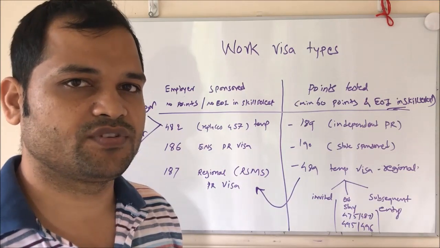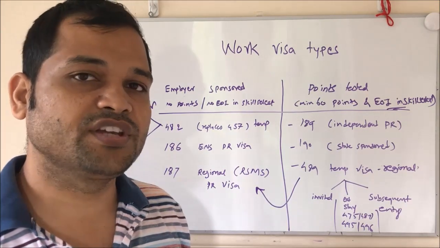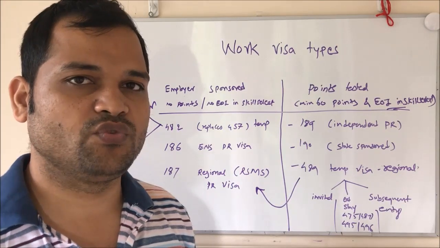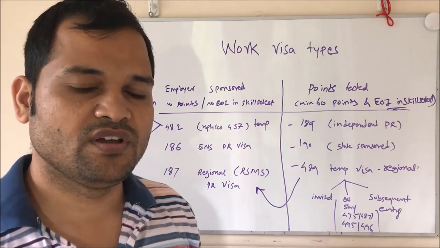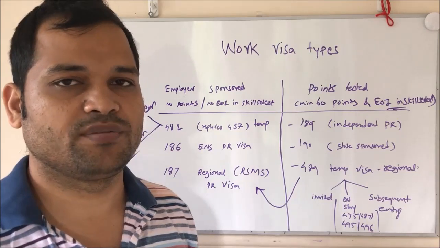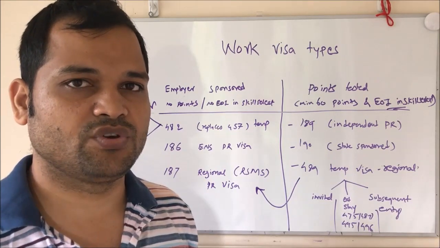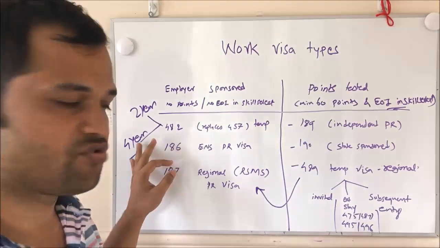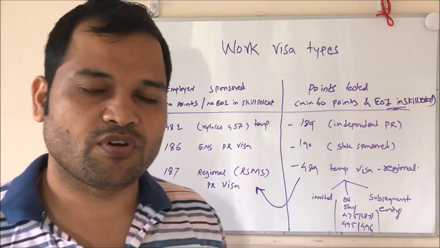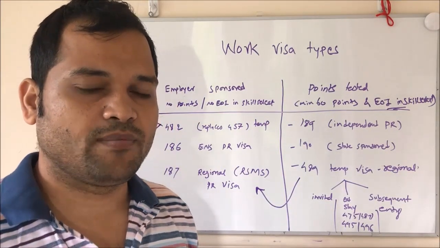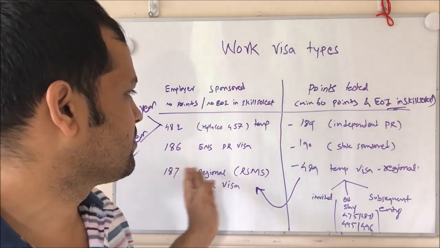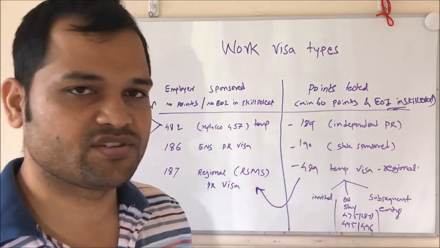You can't stay here after that, though it can be renewed for another 2 years. That is, you can stay up to 4 years maximum, but after 4 years of work you will have to go back to your country. You can't stay or apply for the PR visa. But with the medium to long term stream, you can get the visa for up to 4 years, and you can also apply for other PR visas available, like 186, 187, then 189, 190, etc.